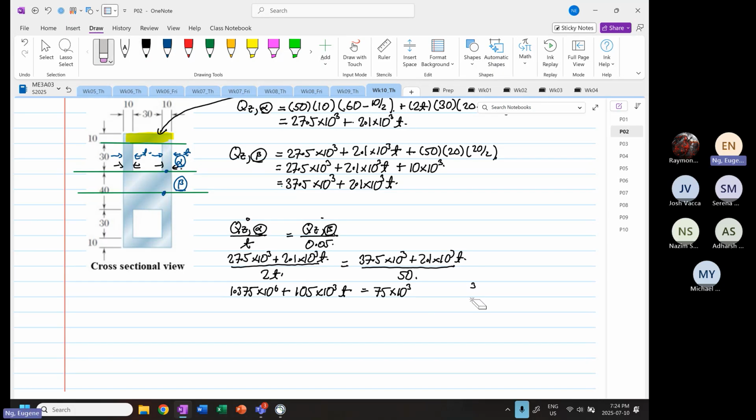Oh, I forgot the t squared, right? So 2.1, so this is equal to 4.2, no, plus, t squared. Okay. So at the end of the day, we get 4.2 times 10 to the power 3 t squared, right?